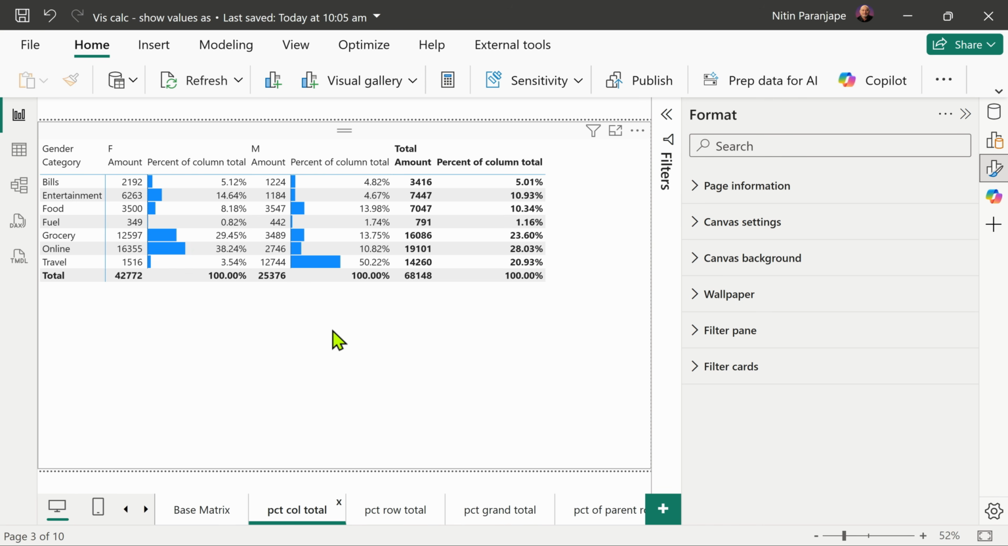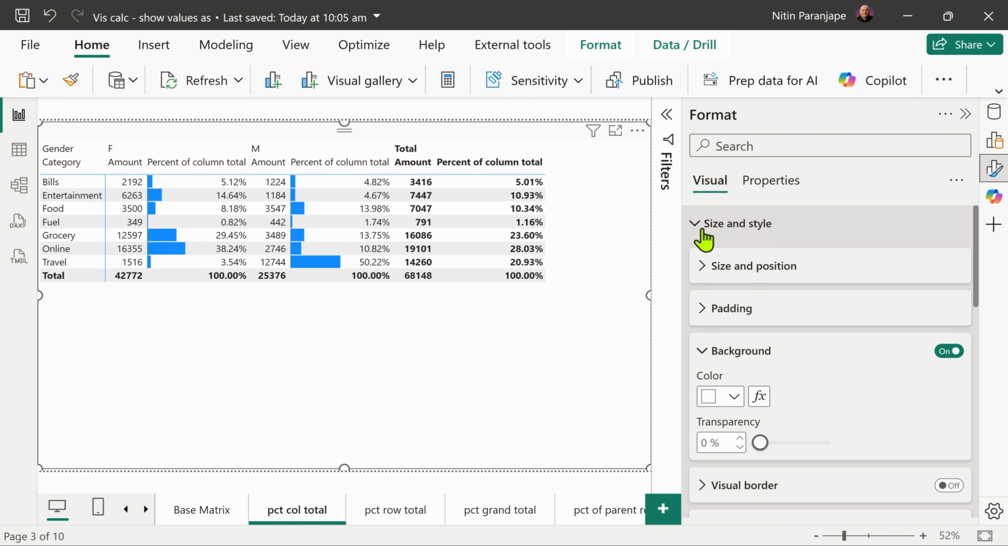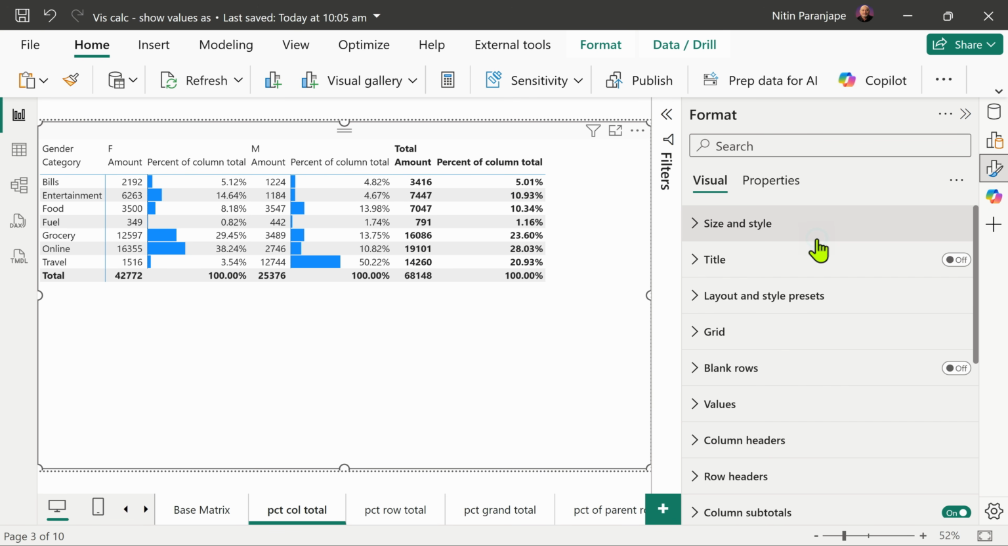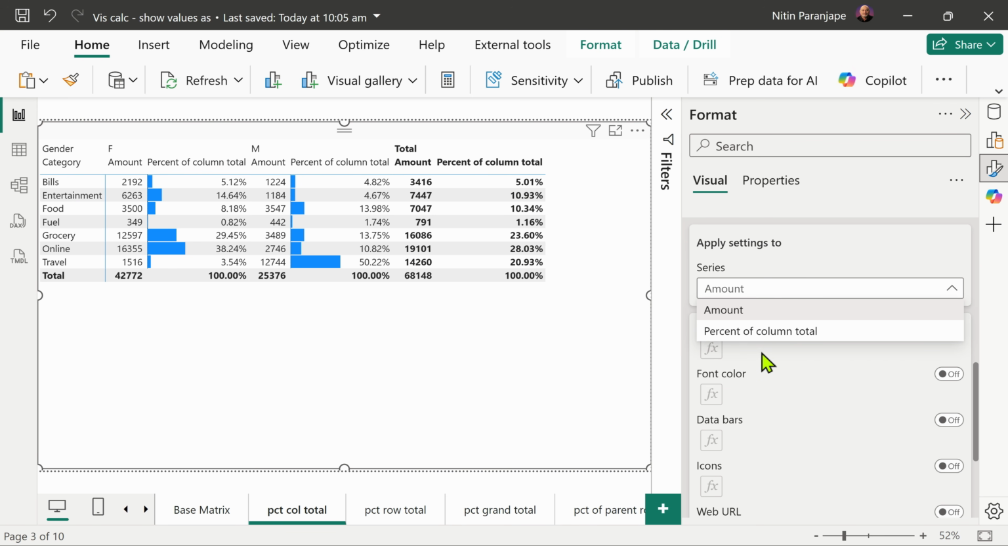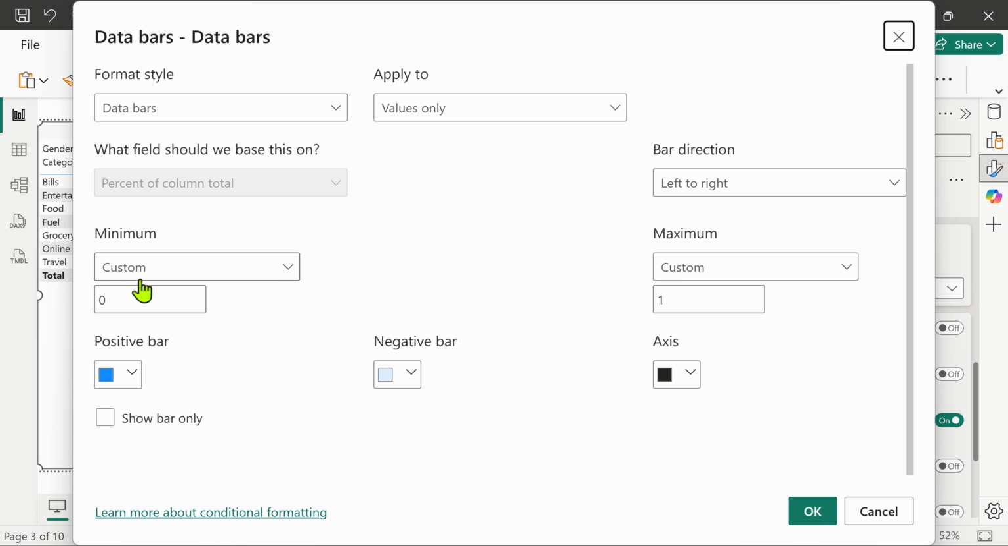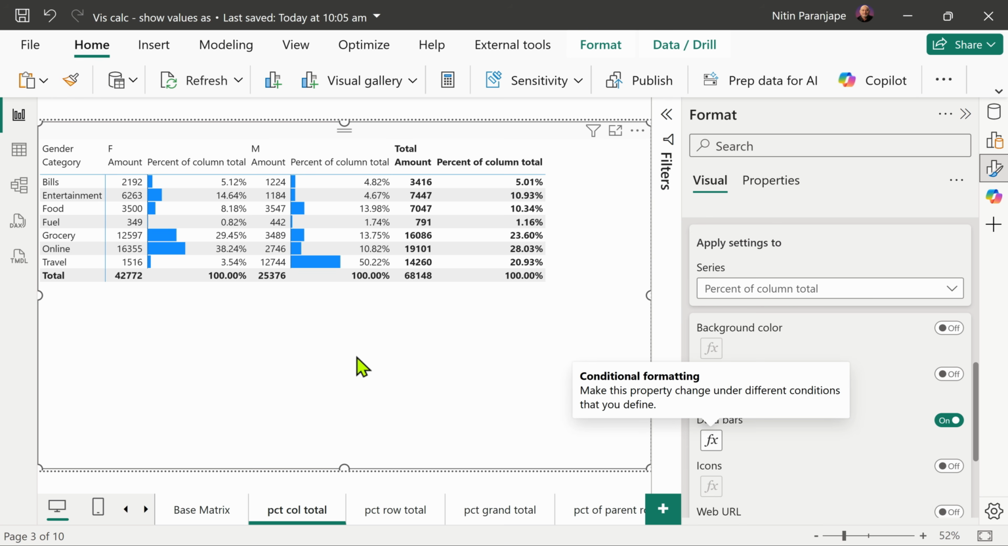I've already done it here and also added conditional formatting. Just to show you how to add conditional formatting, again go to the visual formatting. Under this, it's better to do collapse all so you can quickly identify what you want. Go to cell elements. I want to apply it to percentage of column total. I've already enabled it, but I'll just show you how to customize. It's data bars. Minimum is 0, maximum is 1 because it's percentage. And that's about it. Now let's move on to the next calculation.